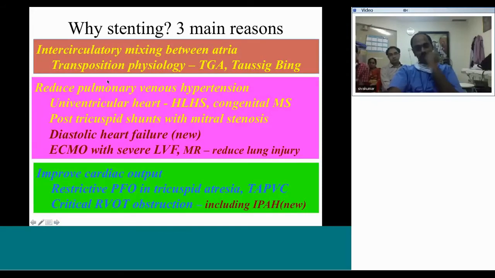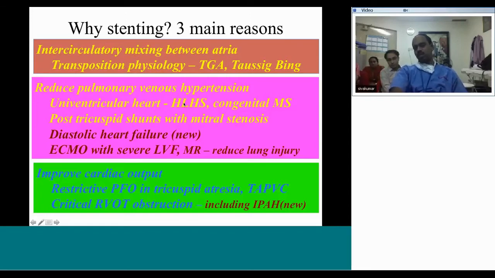The main three reasons for atrial septal stenting. When we want to produce a better intercirculatory mixing between the atria. Patients with transposition physiology, either TGA or Taussig-Bing, you want to mix the blood from the RA to LA and LA to RA. So that is reason one.